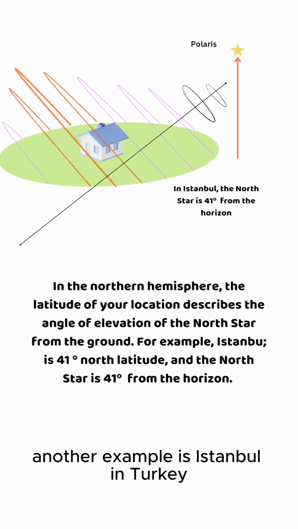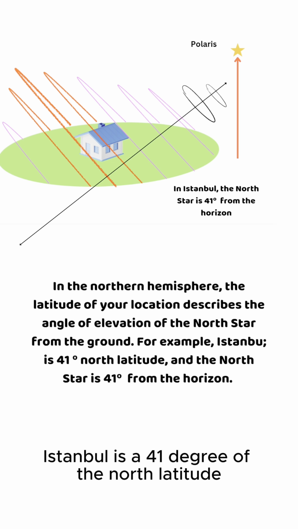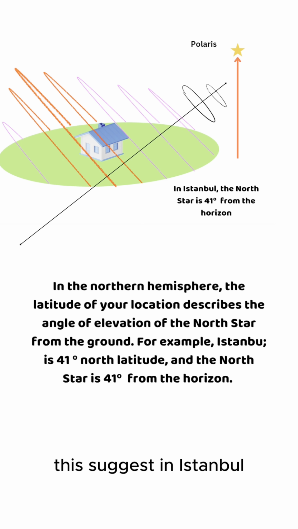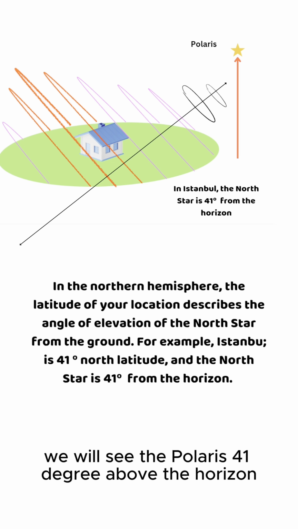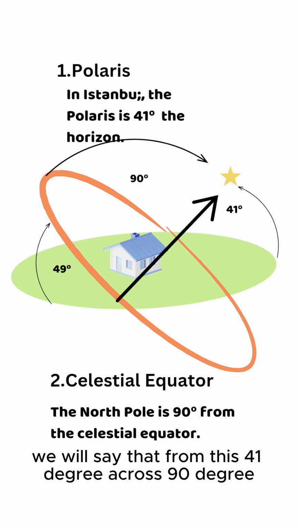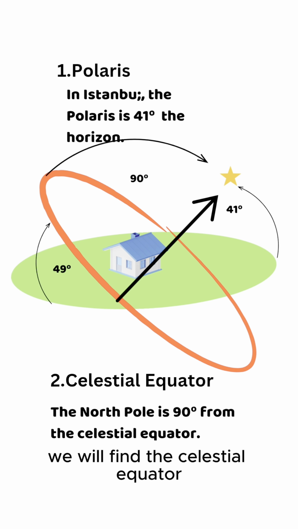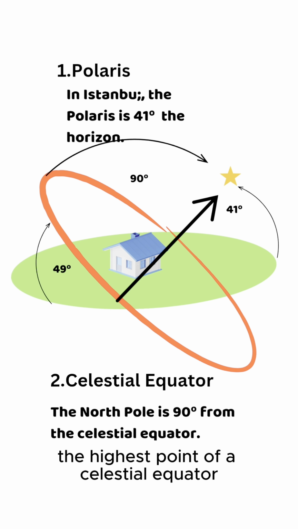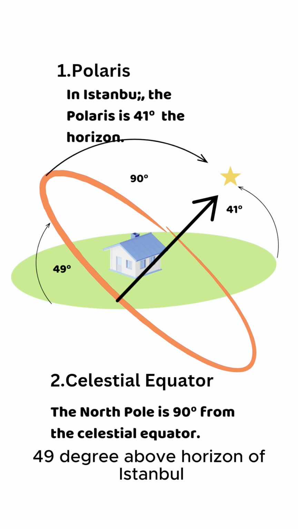In the Northern Hemisphere, different latitudes give us different positions of Polaris. Another example is Istanbul in Turkey. Istanbul is at 41 degrees north latitude. This means in Istanbul we will see Polaris 41 degrees above the horizon. From this 41 degrees, across 90 degrees, we will find the celestial equator. That means the highest point of the celestial equator would be at 49 degrees above the horizon of Istanbul.